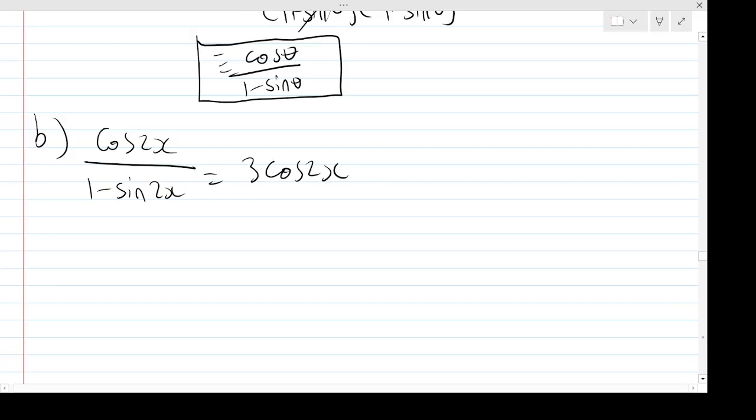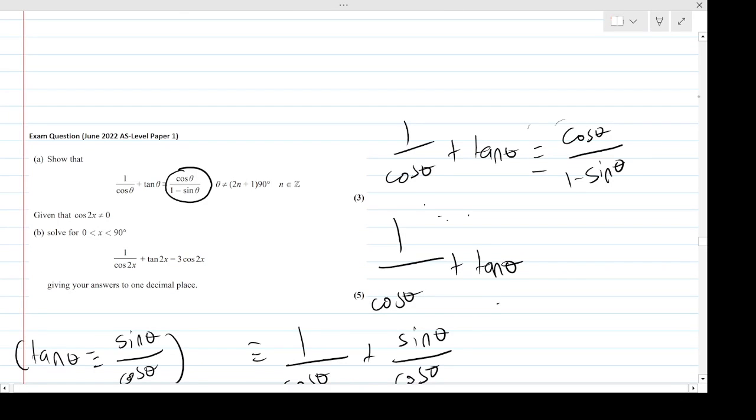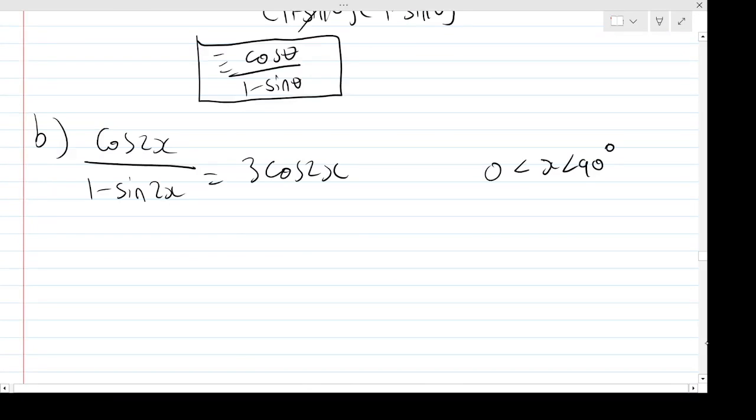Okay, cool. So I need to solve it between 0 and 90. That's what they told me. Hopefully you are comfortable with what I just did, and with why I replaced 1 over cos 2x plus tan 2x with cos 2x over 1 minus sine 2x. I just put 2x for theta. I basically interchanged it because it's the same. That's what we proved in part A. So between 0 and 90, I need to solve the equation I've got.